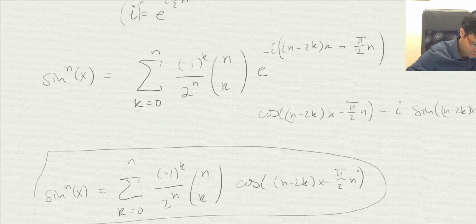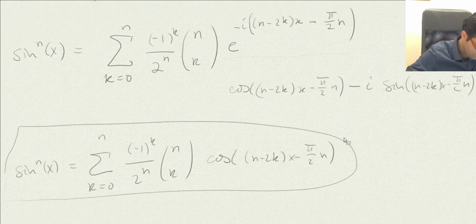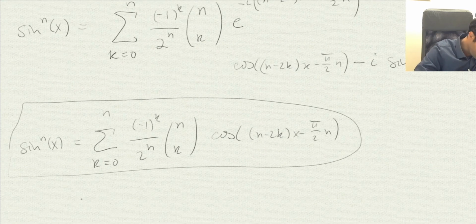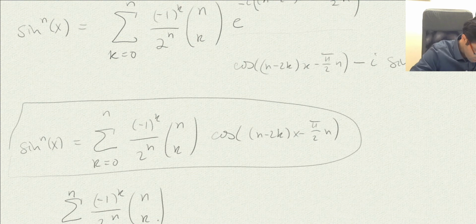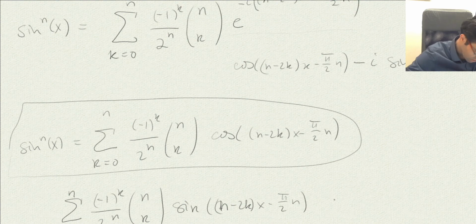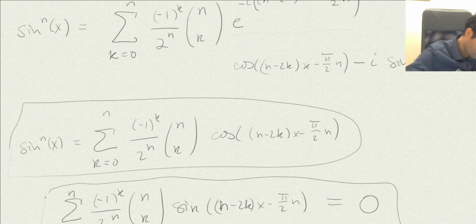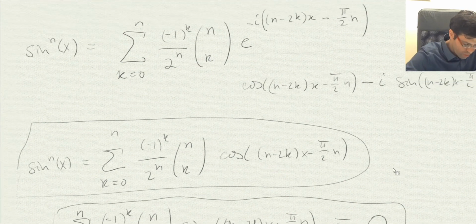And another identity that we get for free is that actually we've proved, just along the way by computing, that the sum, k goes from 0 to n, of minus 1 to the power of k divided by 2 to the power of n, n choose k, and here this is just the sine of the same thing, so it's going to be sine of (n minus 2k) times x minus pi half n. This is for every x. This is just a 0 function. So that's a non-trivial result. That's interesting.